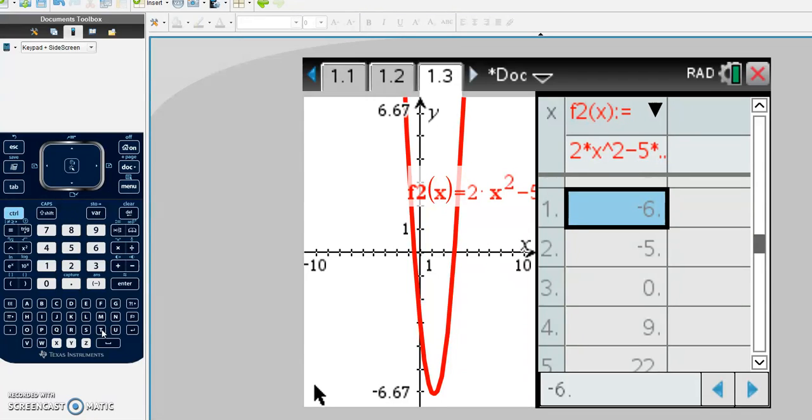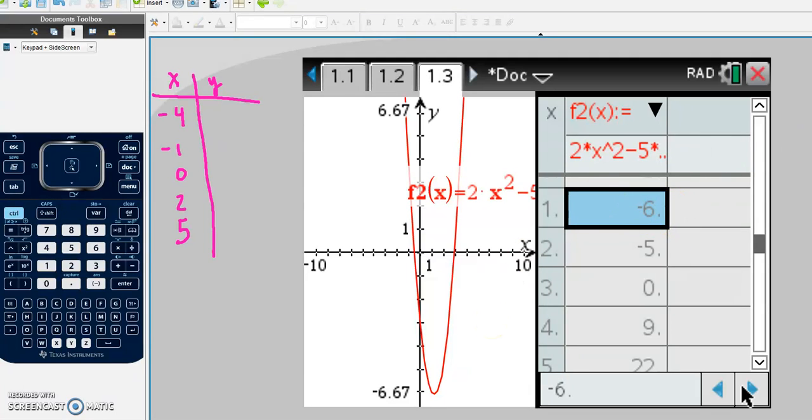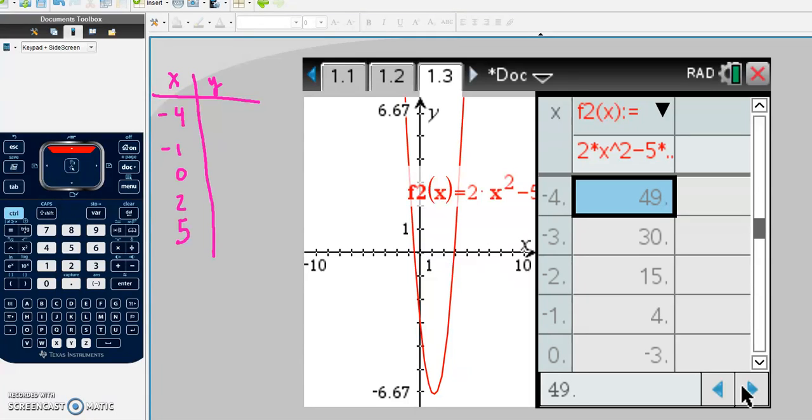Okay, now based on my question, we had the following numbers. Let me put it up here. We had a negative 4, a negative 1, a 0, a 2, and a 5. Those were my x values, because those were the independent variables, right? And we were trying to find the dependent variable that would match. So if I just arrow up to negative 4, here we go. Negative 4 is 49.